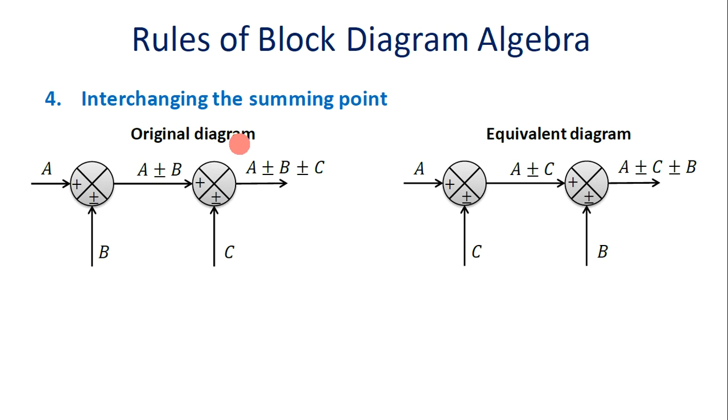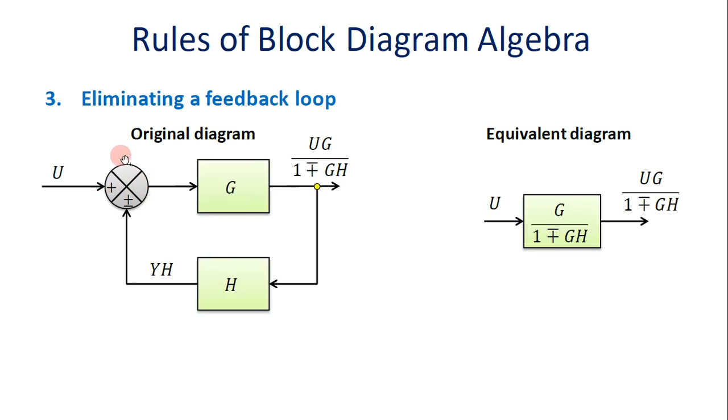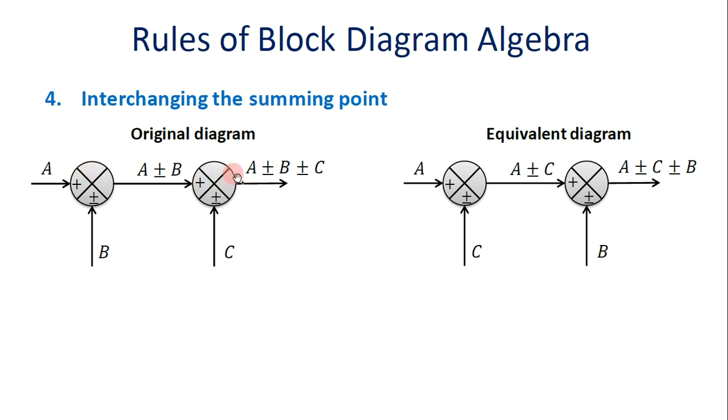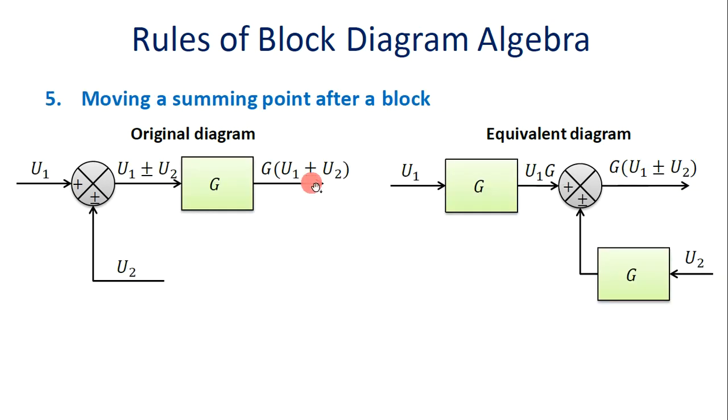So the main use of summing point is to add or subtract two or more signals. So instead of giving all the signals at a time, we are adding or subtracting the signals in a step way. That is nothing but we are taking two or more summing points. So we can interchange the summing points. We can bring this summing point towards left. If we move this towards left, then it will be a plus c, and next a plus or minus c plus or minus b. This one is a good operation.